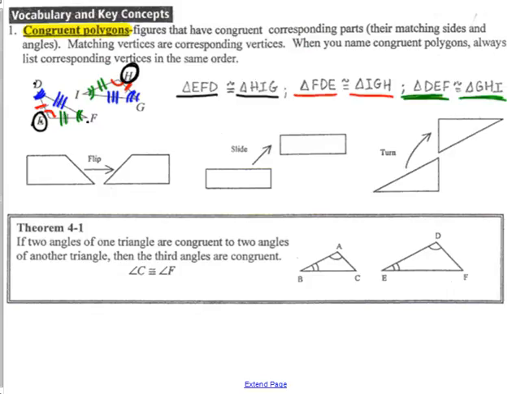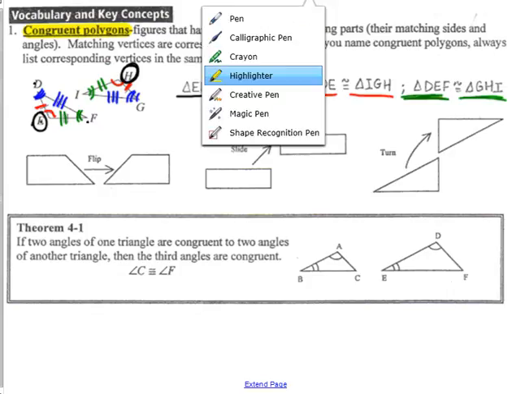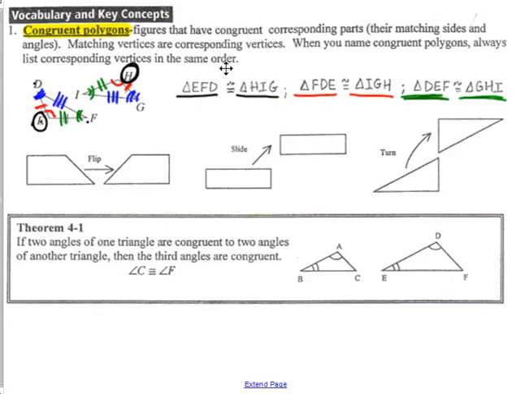Next, we're going to look at this theorem. If two angles of one triangle are congruent, then the third angle is congruent as well. That's just saying that if A is congruent to D and B is congruent to E, that forces angle C to be congruent to F.